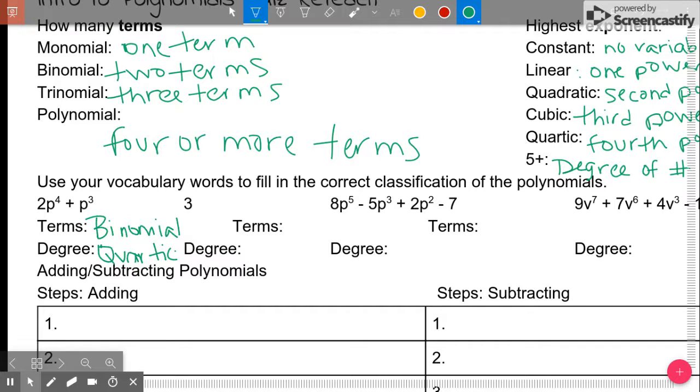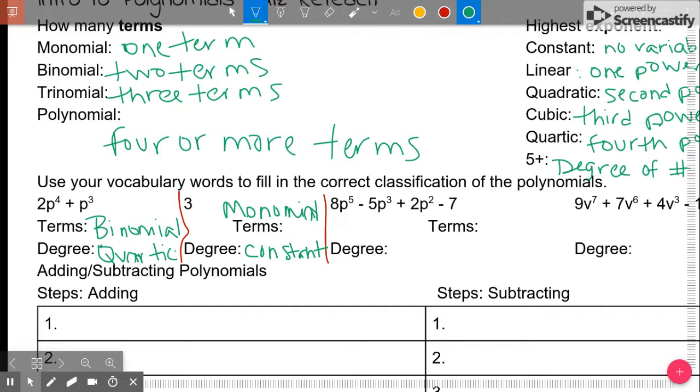Okay, we go to the next one. So the next one is right here. It's kind of funky how this all shifted. So terms, you only have one term, so it is a monomial. Degree, since there's no variable, your degree is constant.